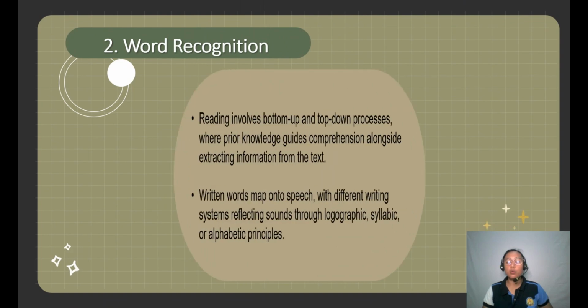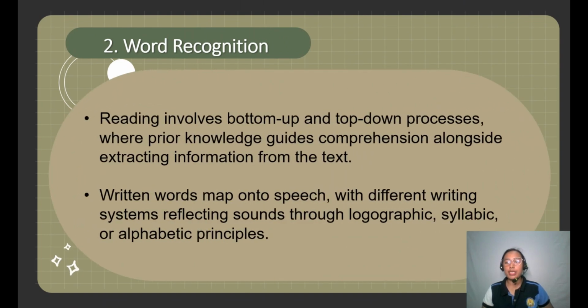Next is word recognition. In reading, it involves the bottom-up and top-down processes, where prior knowledge guides comprehension alongside extracting information from the text. So you see the relationship between the bottom-up and top-down processes in reading.